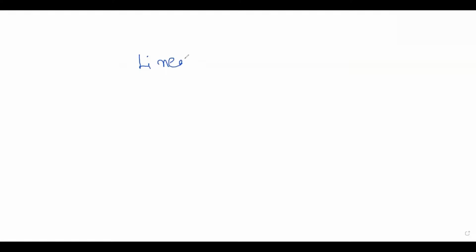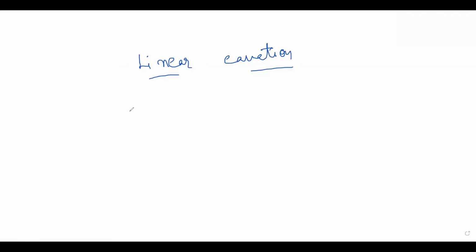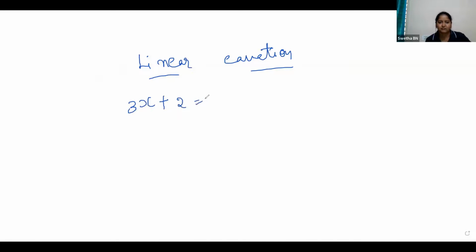And you know linear equations, right? Now, what do you mean by linear equations? Ma'am, an equation which has the degree as 1. Yes. Can you give an example? Ma'am, 3x plus 2 is equal to 10, whatever. Okay. So, you know how to transpose the numbers from LHS to right hand side and right hand side to left hand side? Yes, ma'am.